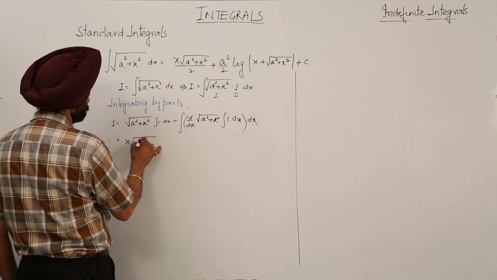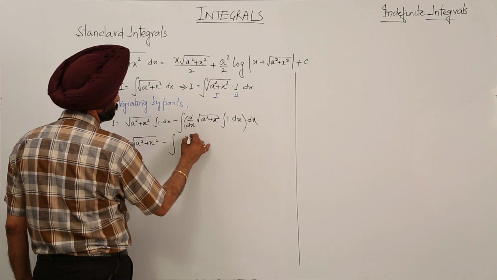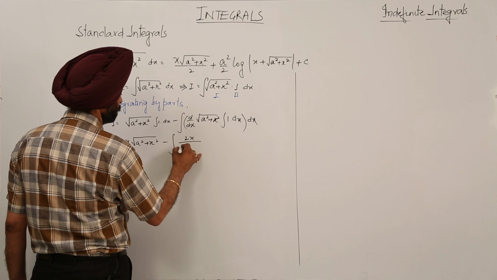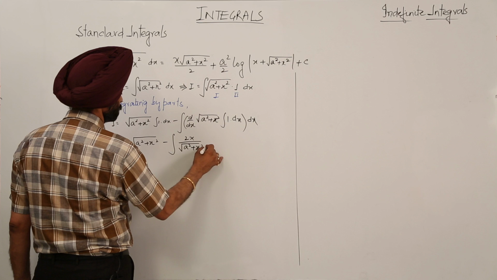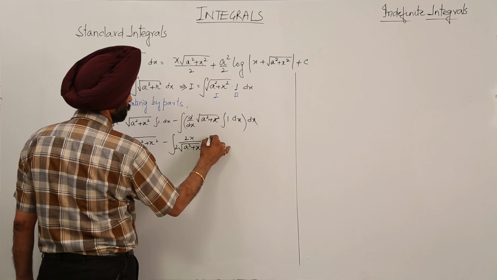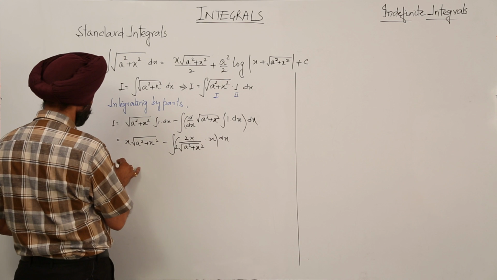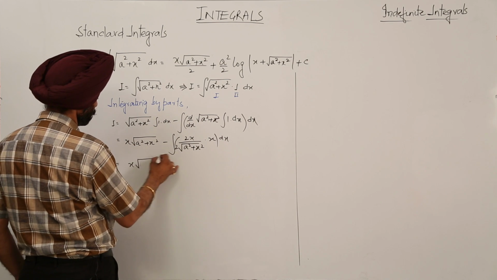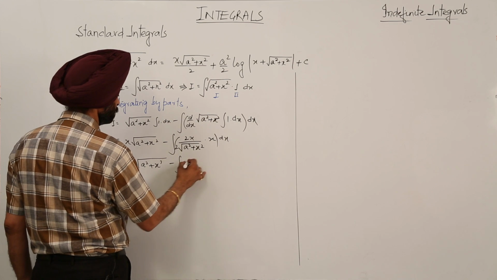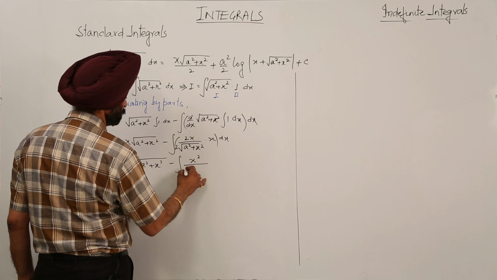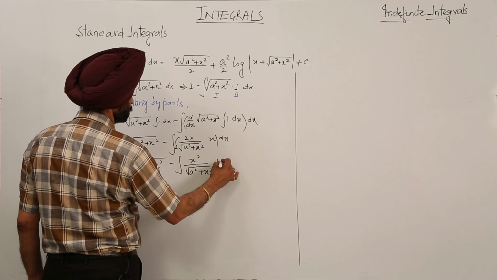x times square root of a square plus x square, minus the derivative, 2x upon 2 square root of a square plus x square, times x dx. This is x square root of a square plus x square minus integration of x square upon square root of a square plus x square dx.